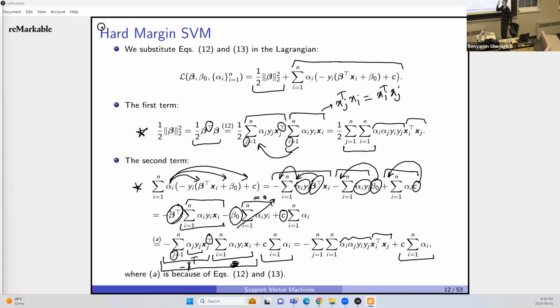Yes, but it doesn't matter. You can write it as xj transpose. Why do I do that? Because in machine learning, we usually say ijth elements rather than jith elements. That's it.